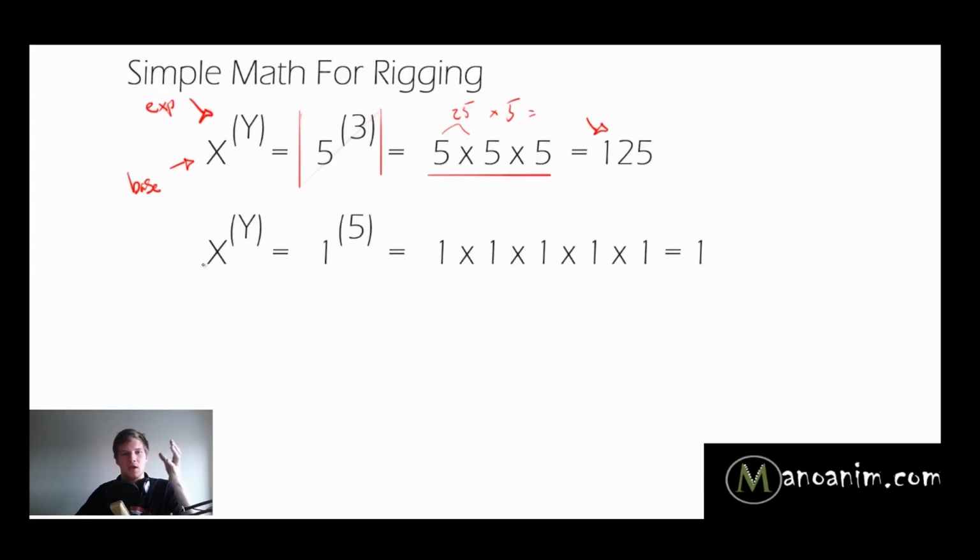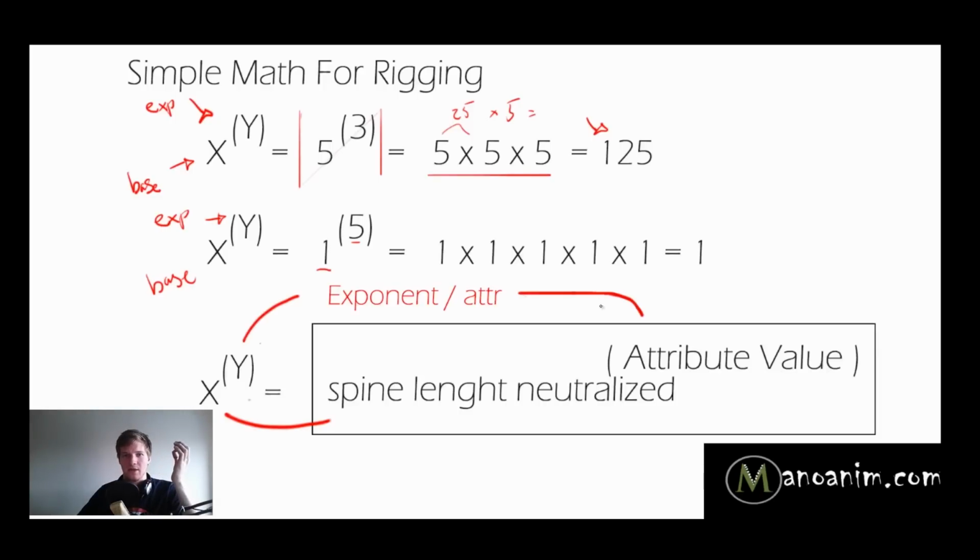Right now, imagine the same example, but we have a base and an exponent. In this case, our base is 1 and our exponent is 5, which gives a result of 1, because 1 times 1 times 1 times 1 times 1, obviously, is 1. Which is very powerful, because if I go in here and show you guys the last example, we're going to try and play a little bit with our spine length.